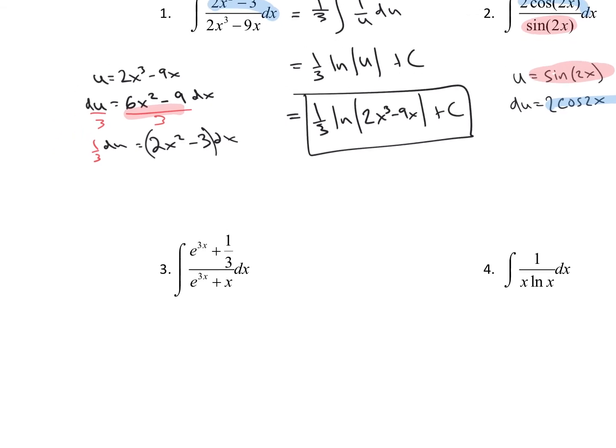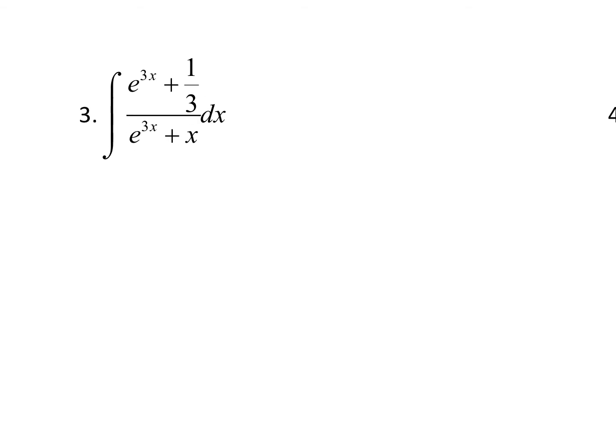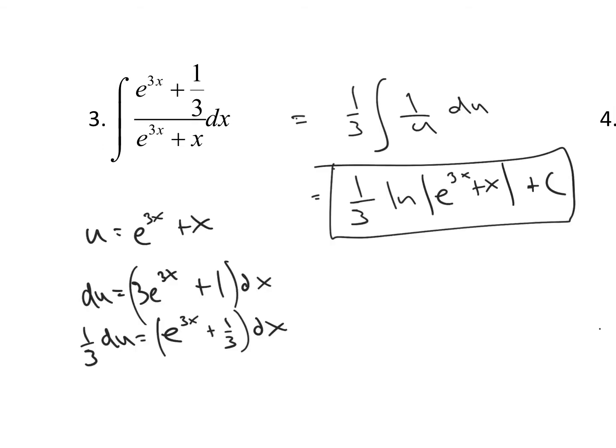Why don't you try to set up 3 on your own, pause the video, try it out, and then check your answer here in a second. How'd you do? The trickiest part here, when we do this derivative, is I set u equal to the bottom, e to the 3x plus x. Its derivative is 3 e to the 3x, and then the plus x is plus 1. So in order to get this to match the top here, I just have to divide both of these by 3, so that's where that 1/3 comes from.